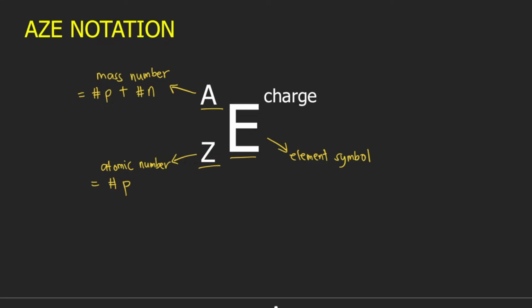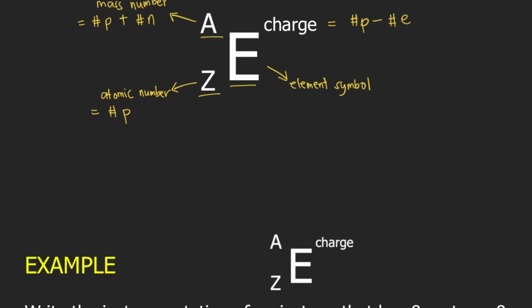Now, above E, on the superscript, we have the charge. Charge is relatively a new term. We haven't discussed this in part 1. But charge is simply your number of protons minus your number of electrons. I think it's pretty straightforward. That's the AZE notation. We will be having some examples for you to properly understand how to write the AZE notation. So let's start with our first example.